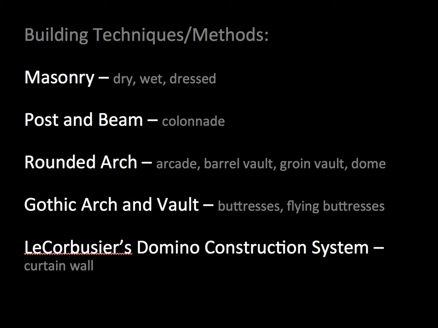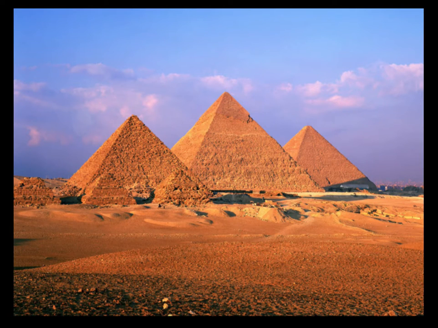Okay, so what we're going to look at are some different building techniques and methods. The first one is masonry. The second one is post and beam. The third one is the rounded arch, and then we'll go into the Gothic arch and vault. And then the last one that we have there is the Le Corbusier's domino construction system. And you can see with each of those we have a couple terms we need to know with each of those techniques and methods. So let's look at masonry here.